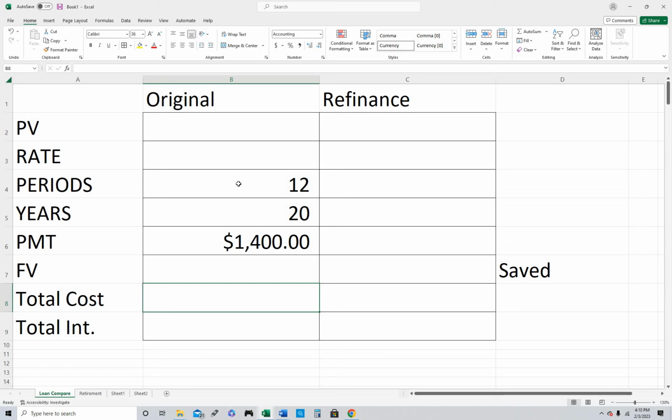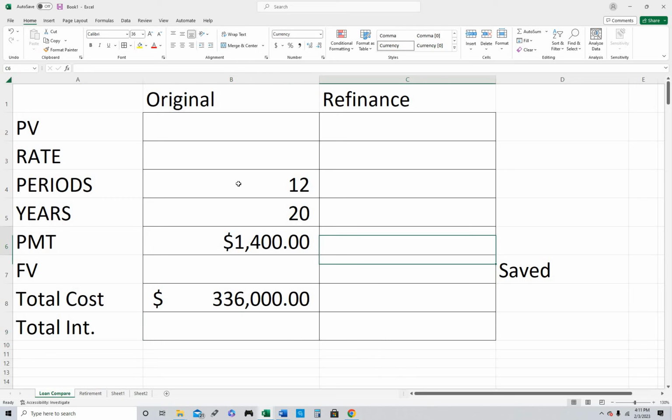So our total cost for that loan is going to equal that $1,400 per month multiplied by 12 months in a year times 20 years left to go. So our total cost of that loan, if we don't refinance, is going to be $336,000.